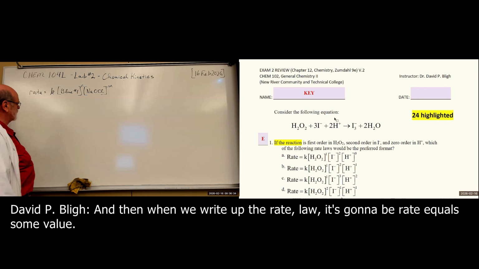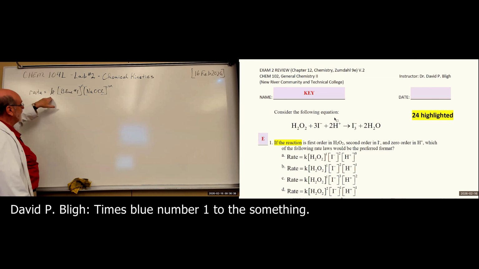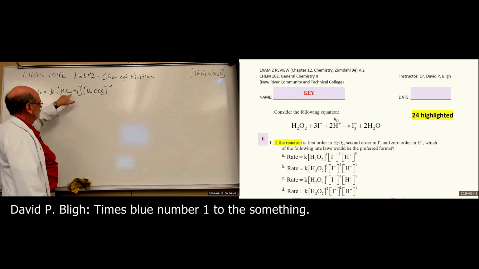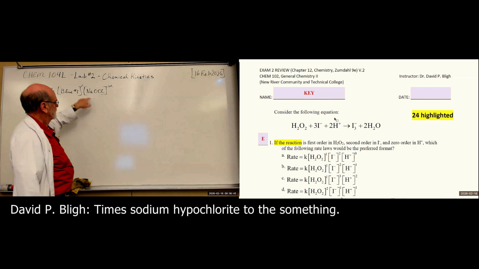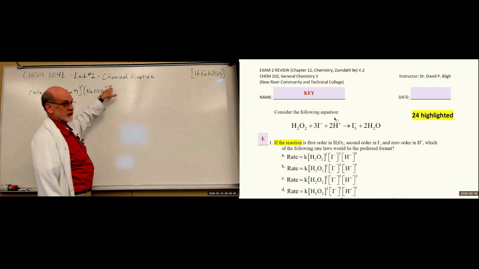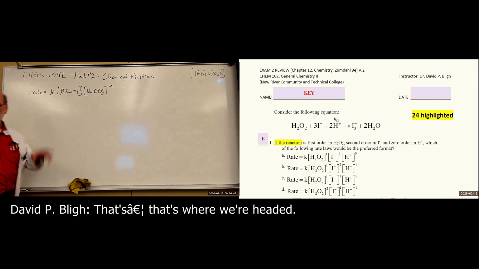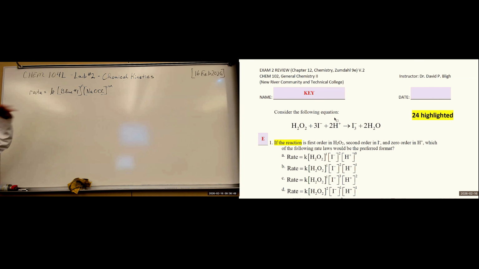All right, and then when we write up the rate law, it's going to be rate equals some value times blue number one to the something times sodium hypochlorite to the something. That's where we're headed for this experiment.